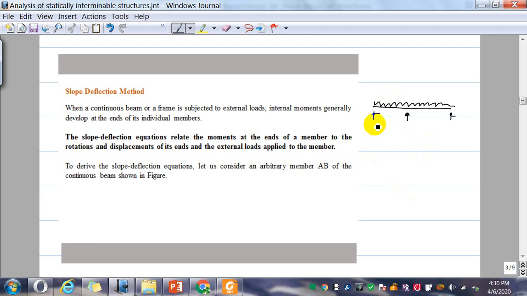For example, if you take this beam, this is one segment, and this is another segment. If you take segment 1, you have the reaction here, and then you have the load. You may have some moment, axial force and shear force. The slope deflection equation takes this segment and relates the moment at this end to the displacement and rotation at these ends.